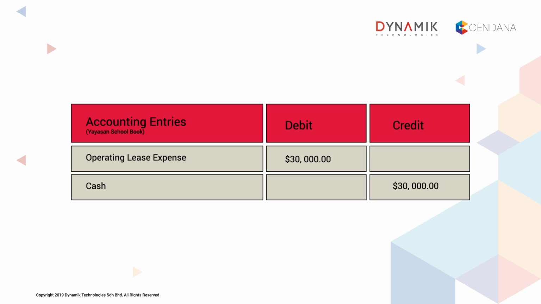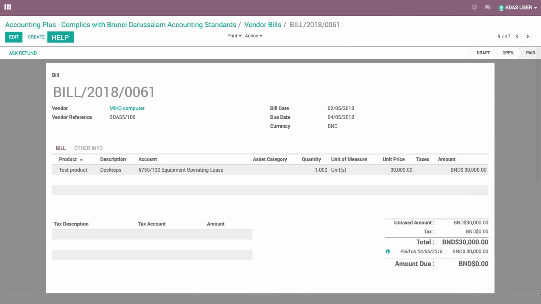Now let's try to see how the entries are being drafted out in Accounting Plus. A completed draft of the vendor bill transaction will look like this. Do note the vendor ID for future reference. Further help can be found here on the top left side of the page.